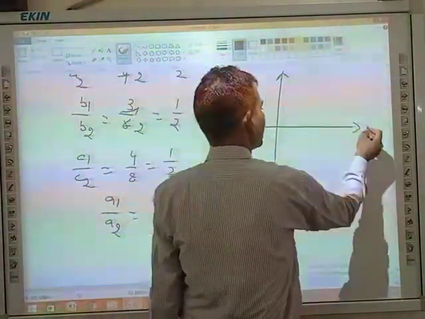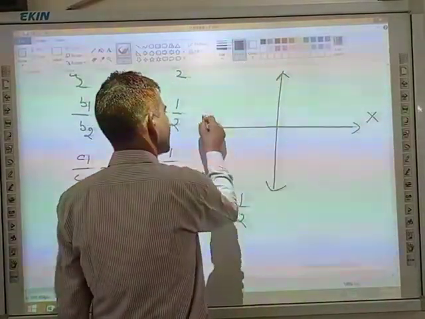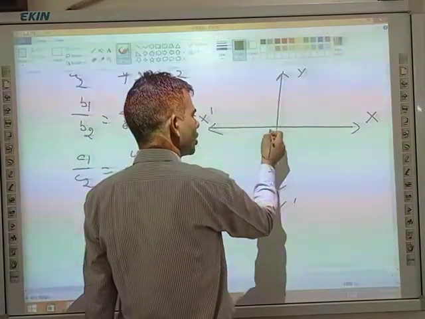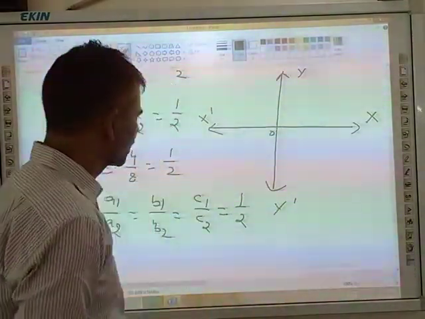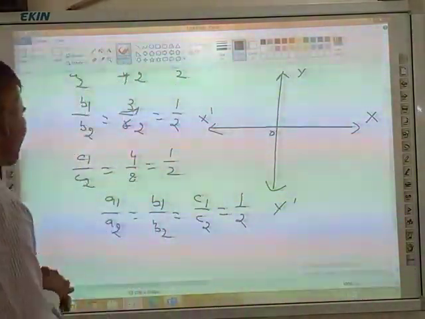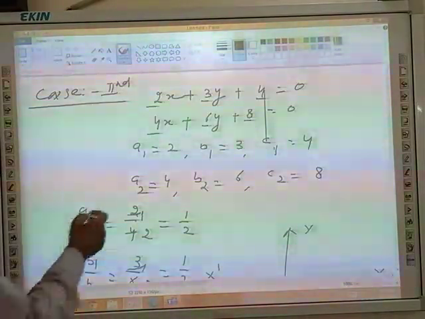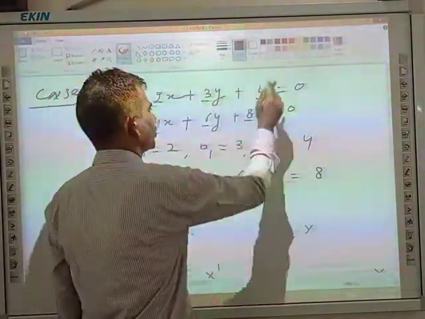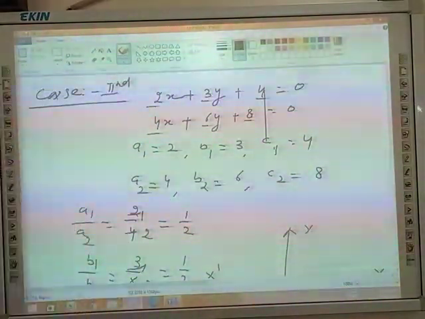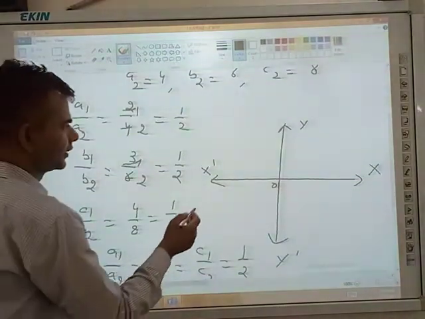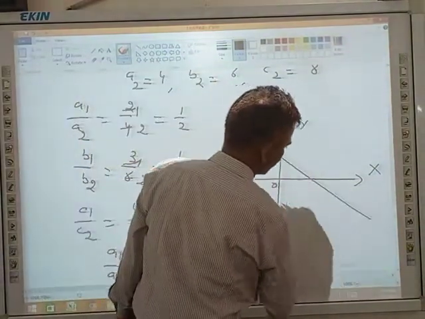Draw a graph in the Cartesian plane, that is x, x dash, y, y dash. That is your origin. Students, you have to draw a graph of 2x plus 3y plus 4 equal to 0, and the graph will be such as this one.